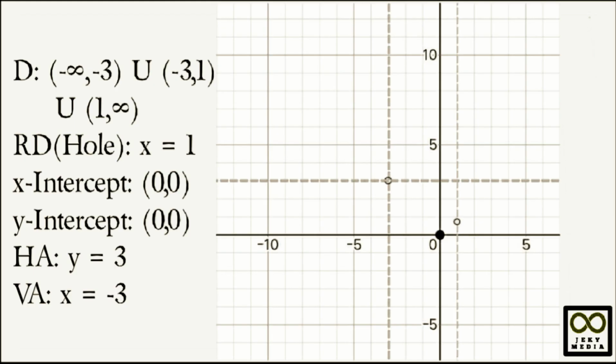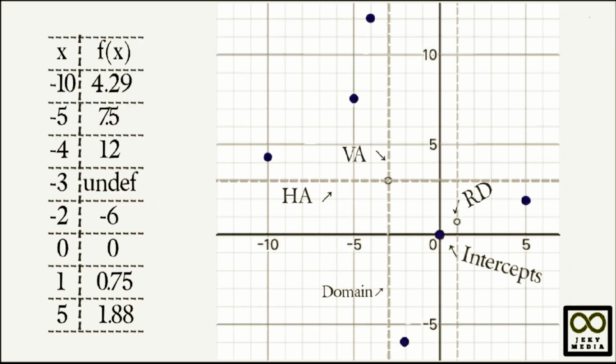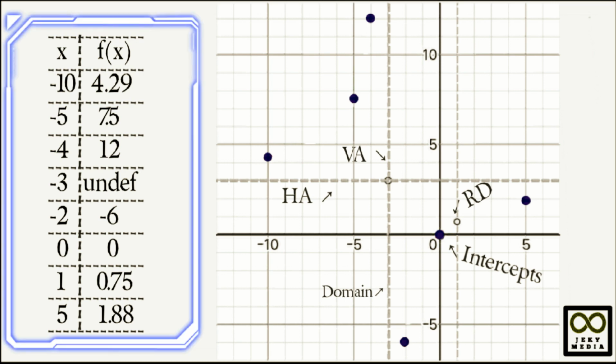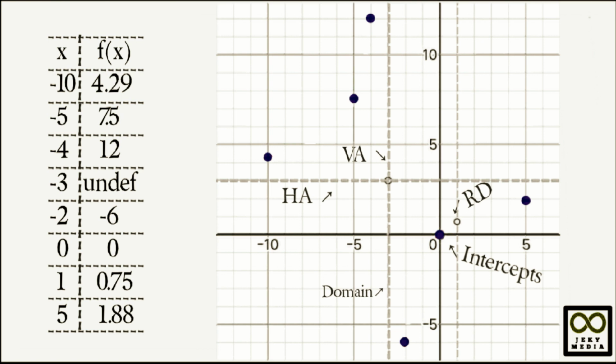Now, we are almost done with the parameters of the rational function. The domain, hole, x and y intercepts, horizontal asymptote, and vertical asymptote. These parameters are now shown in the graph. Now, let's have step 4. Finding additional points for the graph. What you see are the coordinate points we have assigned. These points must be located in the graph.